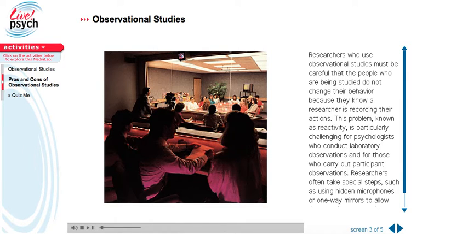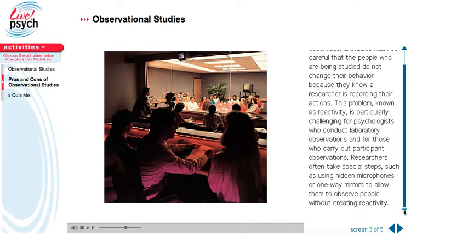Researchers who use observational studies must be careful that the people who are being studied do not change their behavior because they know a researcher is recording their actions. This problem, known as reactivity, is particularly challenging for psychologists who conduct laboratory observations and for those who carry out participant observations. Researchers often take special steps, such as using hidden microphones or one-way mirrors, to allow them to observe people without creating reactivity.